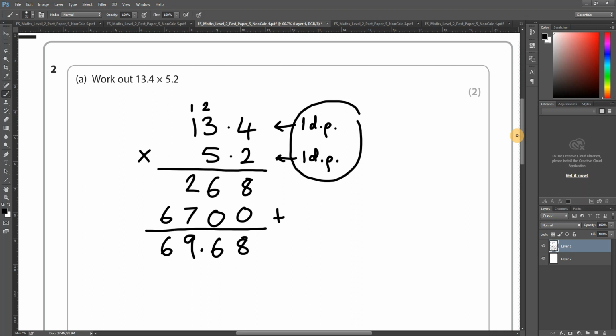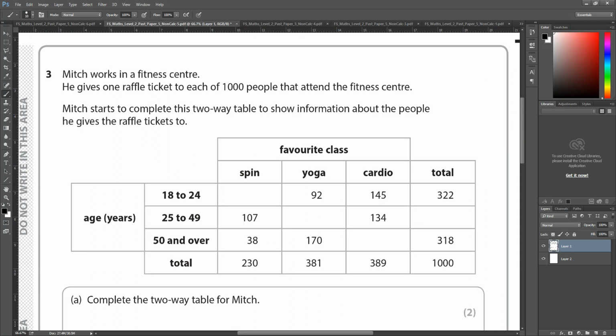Let's move on to question 3. Question 3. Mitch works in a fitness centre. He gives 1 raffle ticket to each of 1,000 people that attend the fitness centre. Mitch starts to complete this two-way table to show information about the people he gives the raffle tickets to. So you've got spin, yoga, cardio, and so on. Complete the two-way table for Mitch.